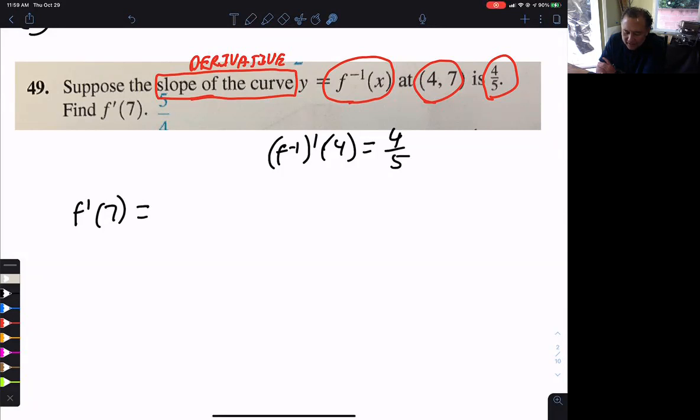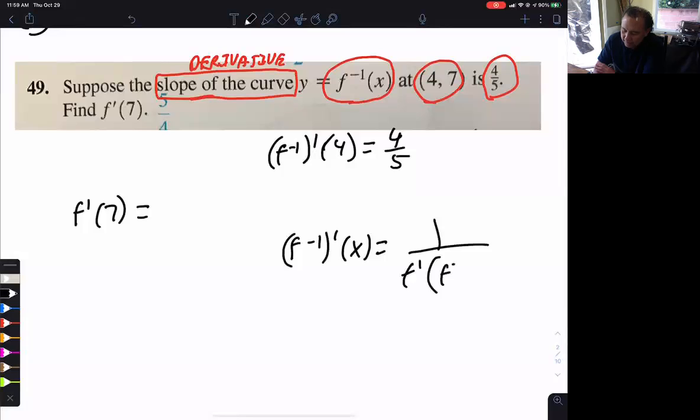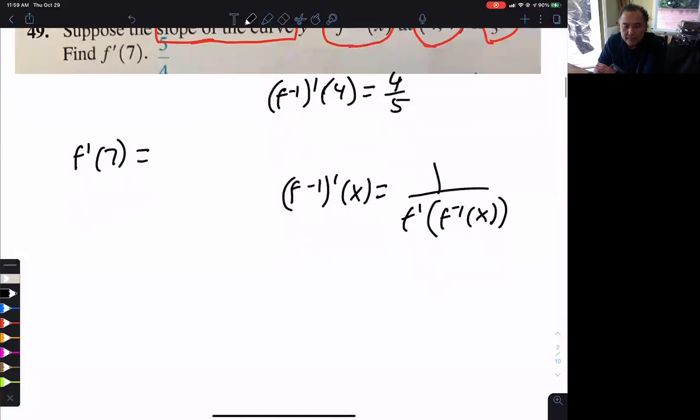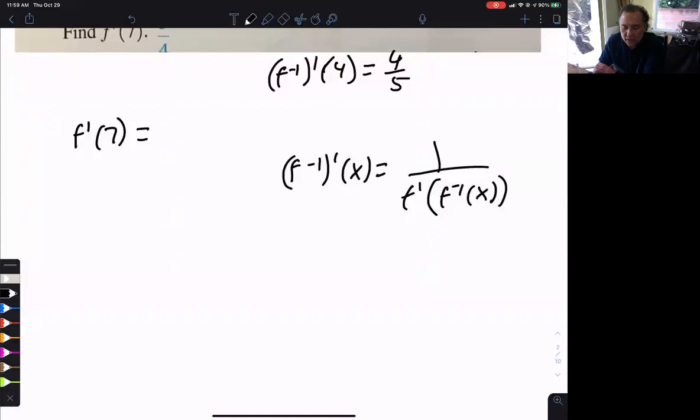So f and f inverse are inverses of each other. Now, normally you have this: the derivative of f inverse at x equals 1 over f prime of f inverse of x. That's the formula that you have memorized, right? But they are inverses of each other.